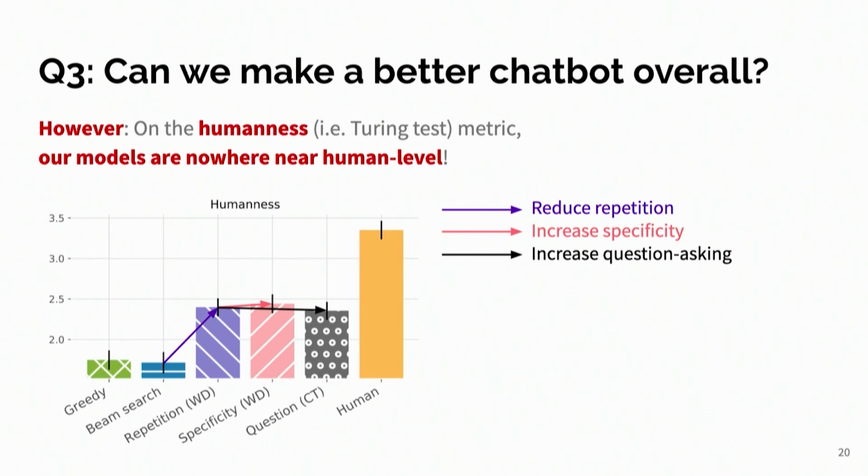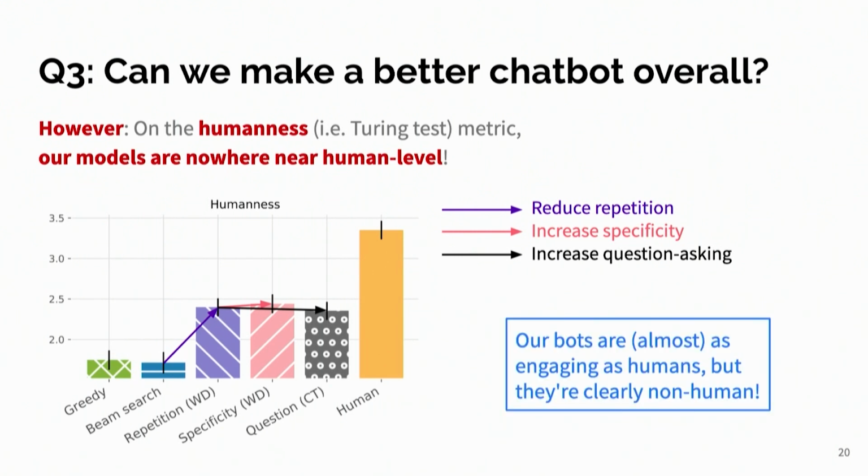However, when we ask people about this humanness metric, whether we are having conversations that seem more human, the evaluations were very, very far from the human level. So this means that our bots were almost as engaging as humans, but they were clearly not human. People weren't really fooled, but they said that it was still a pretty enjoyable experience compared to the other humans.